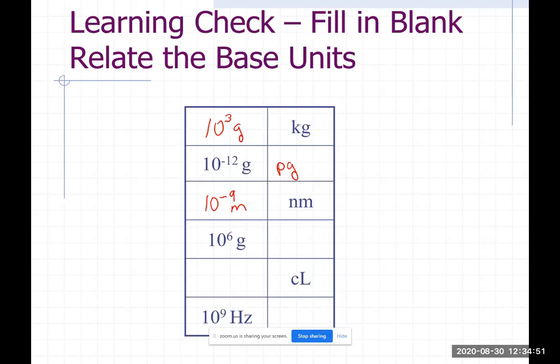10 to the 6th grams. 10 to the 6 is mega, and because that's grams, we're going to use the symbol for grams, so megagrams. And then centiliters. Centi is 10 to the minus 2, and because our units are liters, that's going to be 10 to the minus 2 liters. And then 10 to the 9 hertz. And I'm going to leave the last one for you to do and move forward.